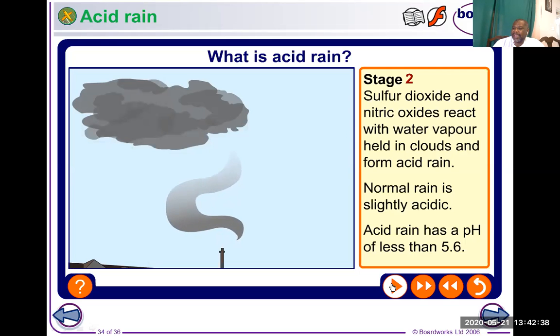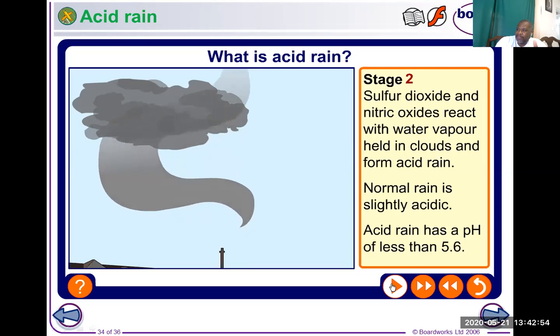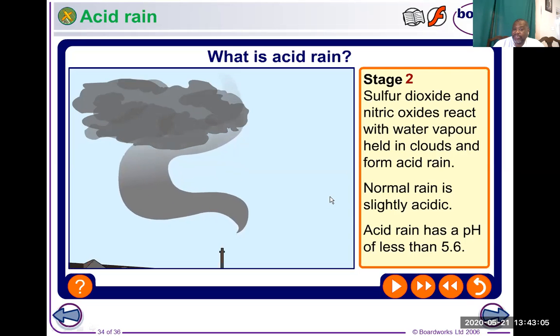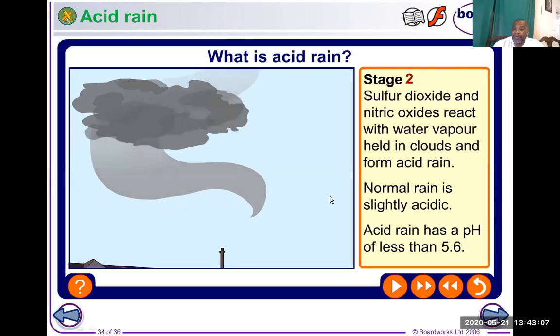Normally, rain is slightly acidic. Acid rain has a pH of less than 5.6. So anything, remember 7 is neutral, so from 1 to 5.6 is considered acidic. In most cases we found acid rain in the region of just above 2, which really can be very serious.